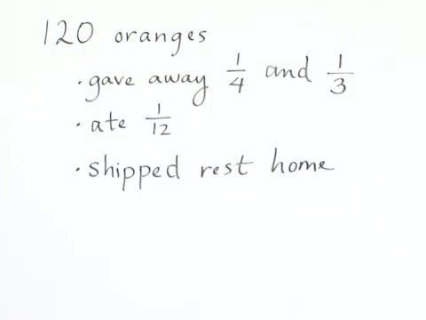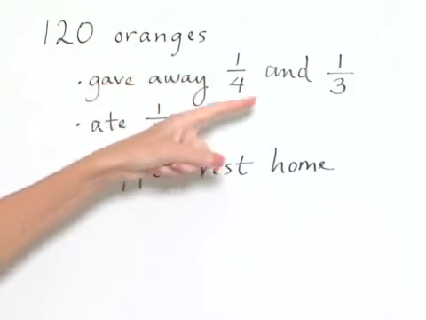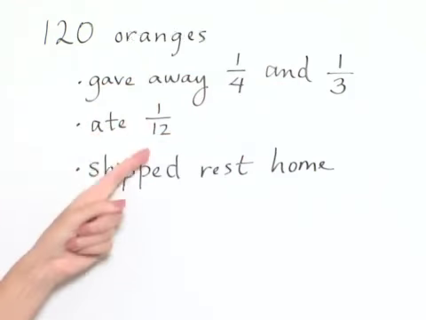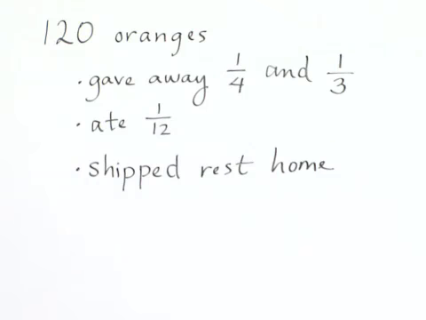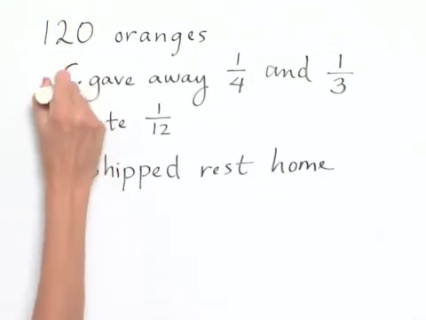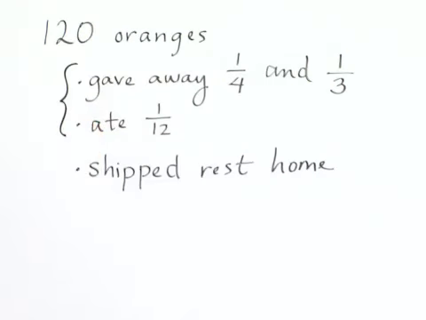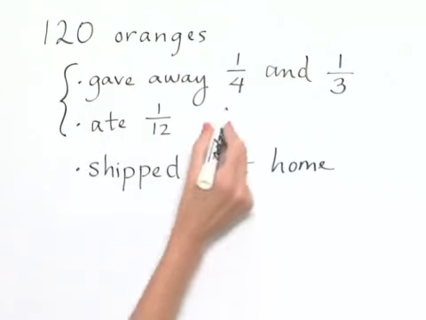So we have the pertinent facts. We have 120 oranges. They gave away 1/4 to relatives and 1/3 to friends. They ate 1/12, and they shipped the rest home. We now need to determine how much was shipped home. Well, one thing we can do is to determine how much was actually taken care of before they shipped. And we can do that by looking at our fractions.